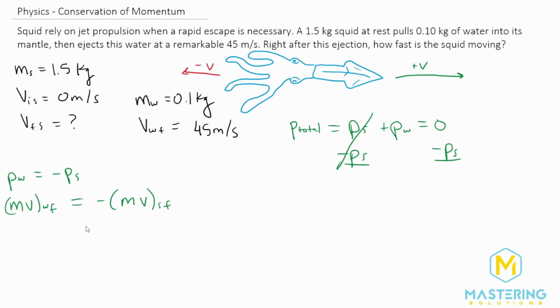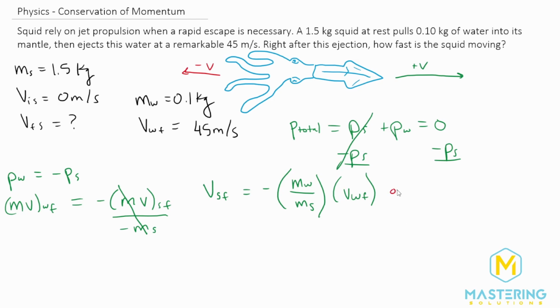So now we can isolate the variable that we're looking for, which of course is the final velocity of the squid. So that's this guy right here. So we'll divide both sides of the equation by a negative mass of the squid. This will go away. And now we have a final equation: the final velocity of the squid is equal to the negative mass of the water divided by the mass of the squid, all multiplied by the final velocity of the water. Now don't allow this algebra here to confuse you at all.